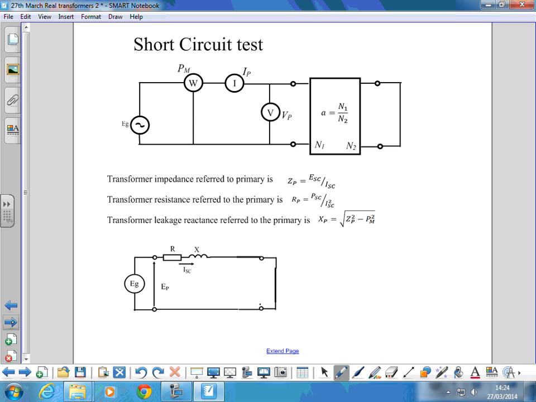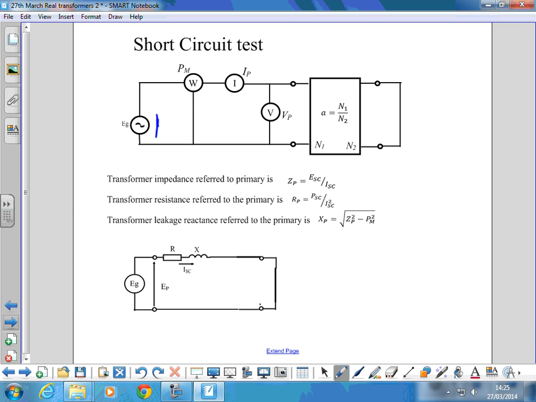We then do a short circuit test. So we put a short across the secondary terminals. We apply a lower than normal EG such that we make sure that too much current doesn't flow in either the primary or the secondary windings. So what I would do there is work out what the nominal maximum primary current is, and then look to apply a voltage so it comes underneath that by a small amount, and then you're making sure that your secondary current's not going to go over either.